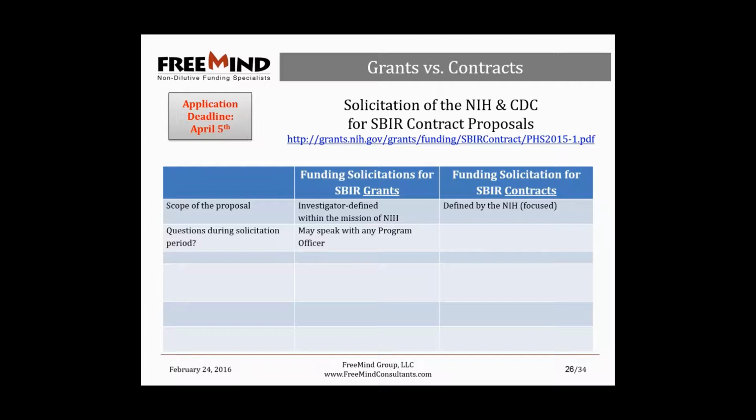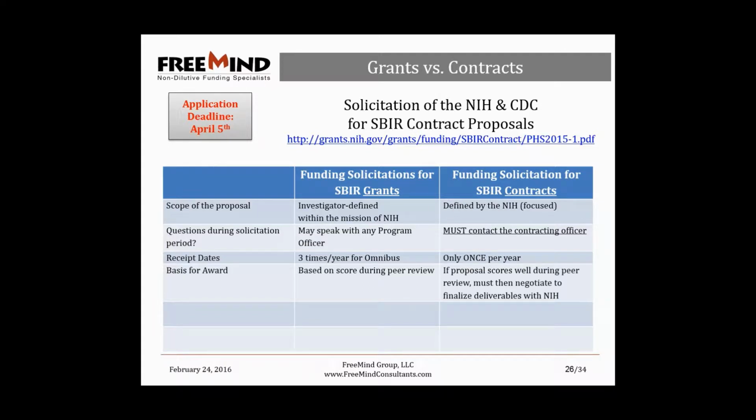We find it extremely helpful. But if you're submitting a contract, you must contact the contracting officer. Due dates. Grants are submitted 3 times a year for the omnibus solicitation, and contracts are only submitted once a year. The basis of the awards for grants is basically the peer review process that we will talk about very shortly. And contracts, first of all, you have to go through the peer review, and then you also have to negotiate the final terms with the NIH.